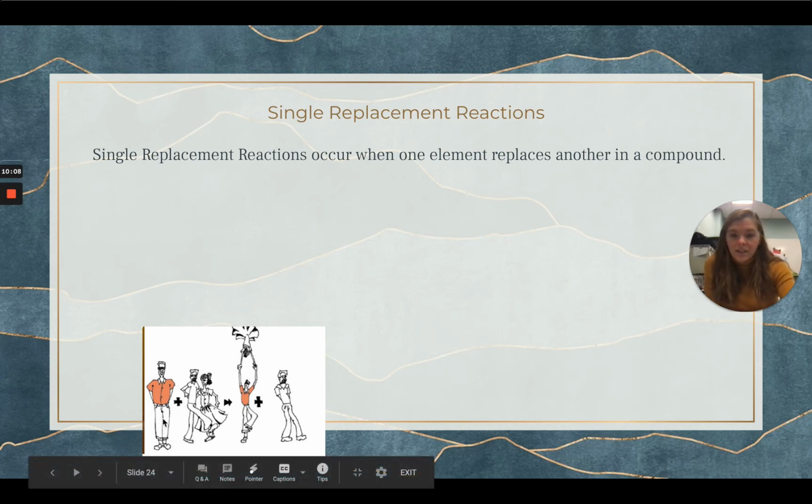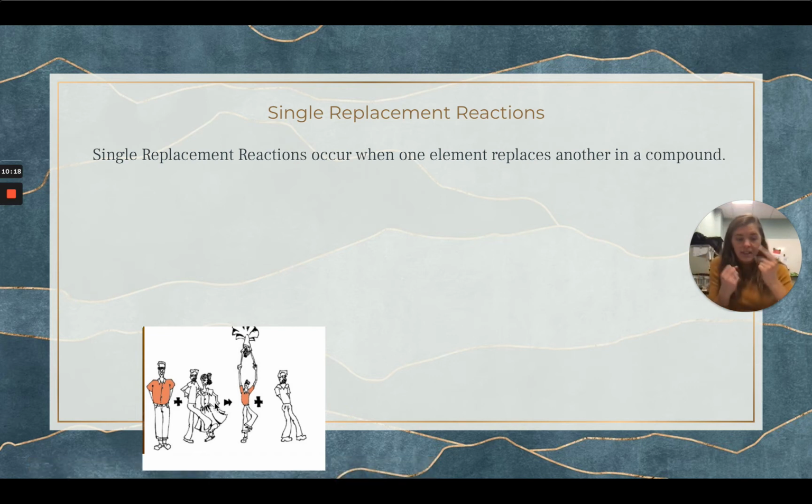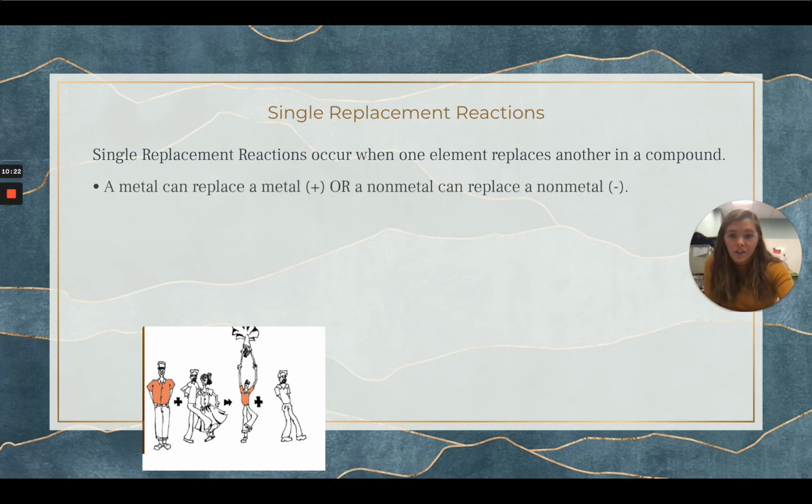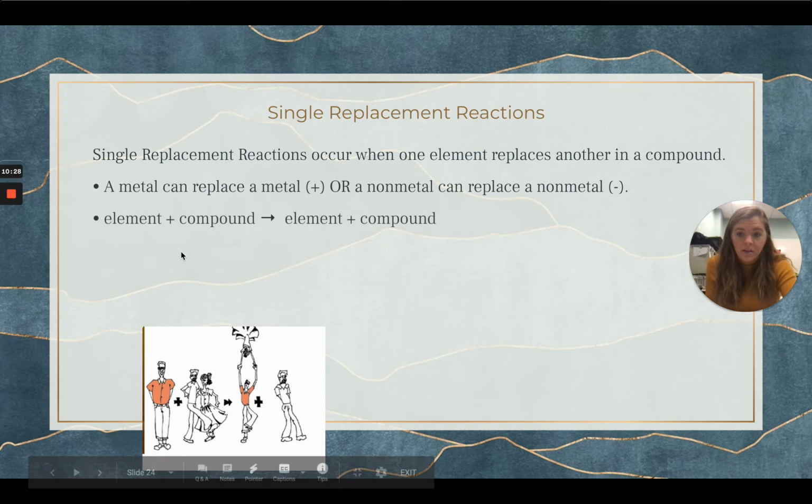So for instance, as you can see down here, we have a guy plus a girl and a guy dancing, and then the guys are switching, so now this guy's by himself. So the girl is still in the pair, the girl is never leaving, but just the guys are swapping, and that's what's going to happen in our reaction. So a metal is replacing a metal, or a non-metal is replacing a non-metal. So we're having an element and a compound make a different element and compound.